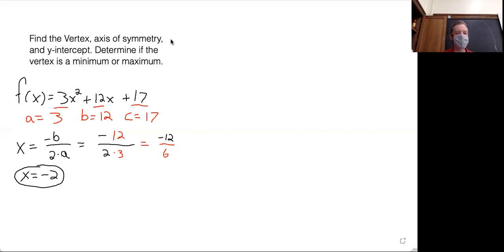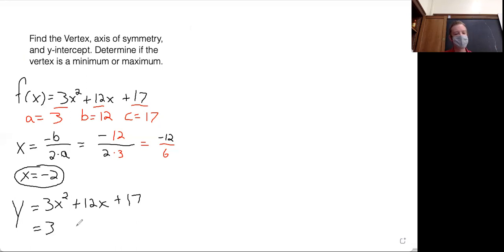So now we need to find the y value. And we said that for the y value, we need to take this x value and plug it in for our x's up here. So that means y is going to use this whole original formula right here. 3x squared plus 12x plus 17. And I'm going to replace both of these x's with -2. And you have to make sure that you plug in for all of the x's, not just one, not just the other. You have to replace both of them here.